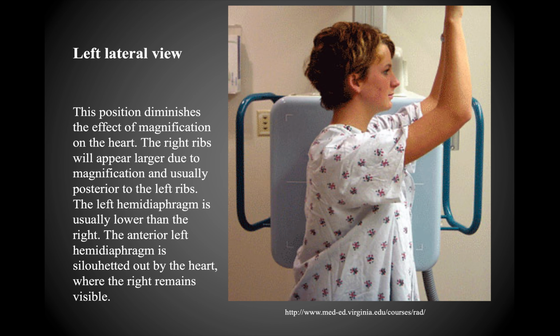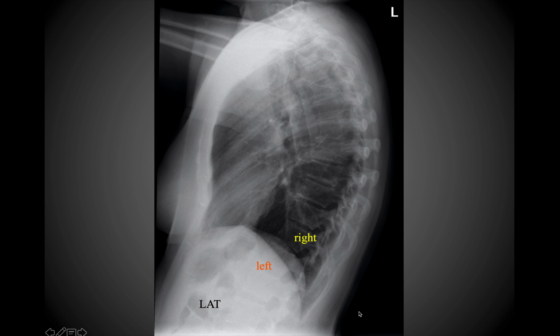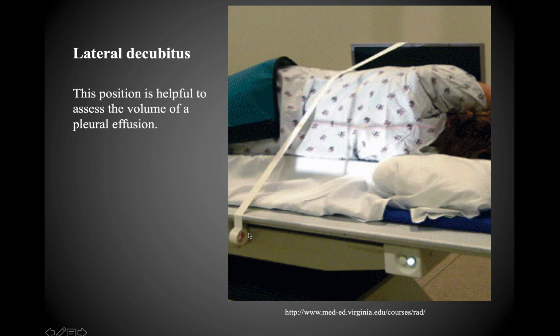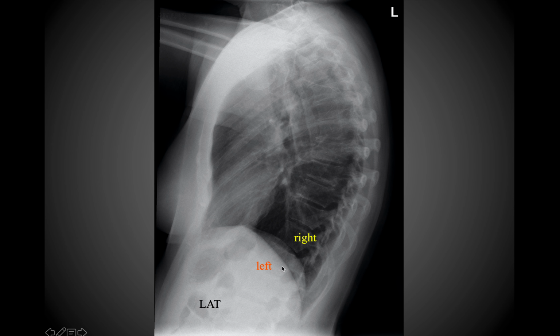And then keep in mind that the left hemidiaphragm is usually going to appear lower than the right on a left lateral view. And then the anterior left hemidiaphragm is silhouetted out by the heart, so you're not going to be able to see it along its entire course, whereas the right hemidiaphragm you will be able to see along its entire course. So if we look at what that looks like, here we can see the left hemidiaphragm here versus the right hemidiaphragm up top there. Notice how the right hemidiaphragm is extending all the way to the anterior chest wall, whereas if you look at the left, it eventually disappears, silhouetted again by the presence of the heart.